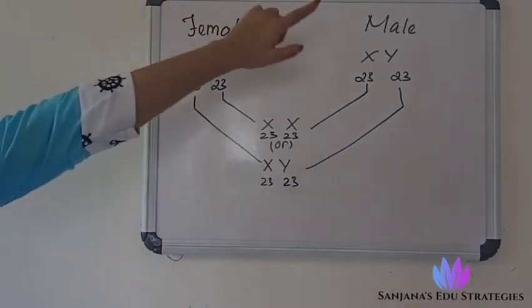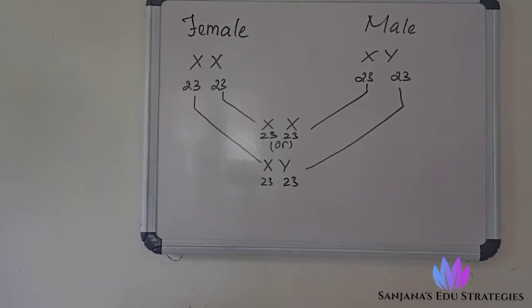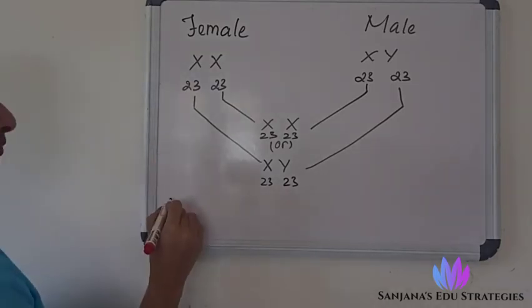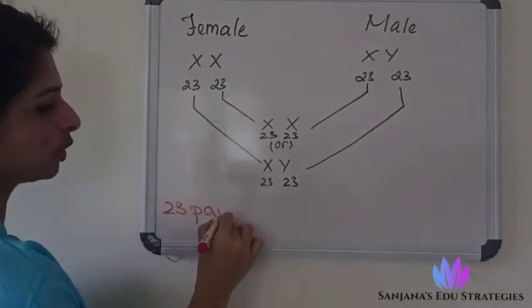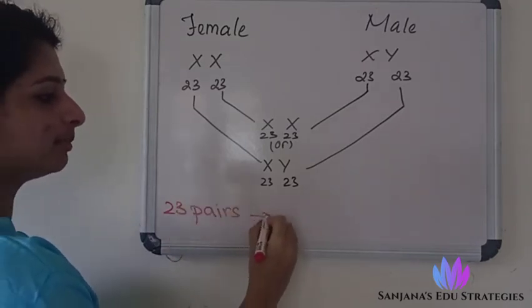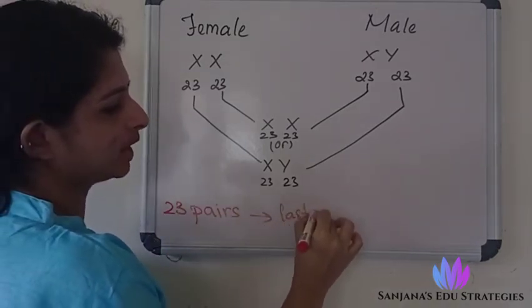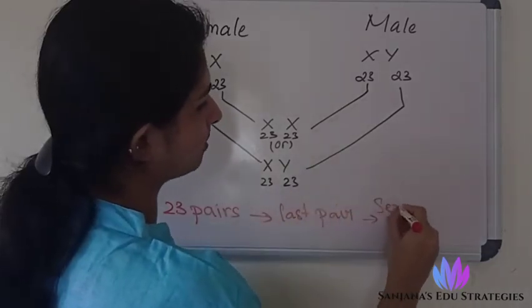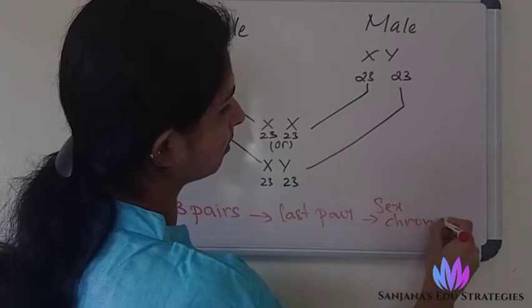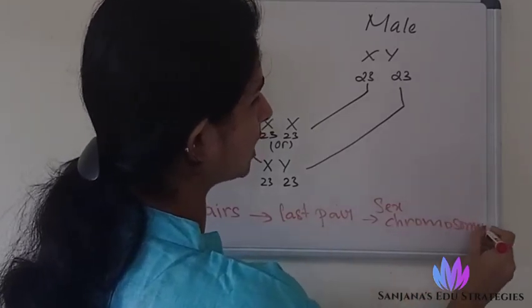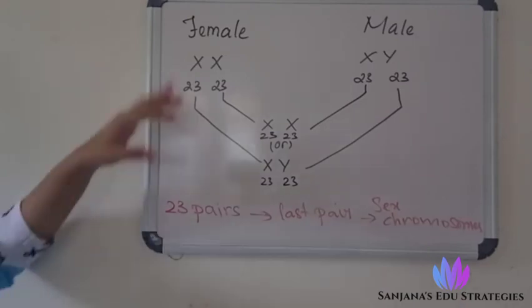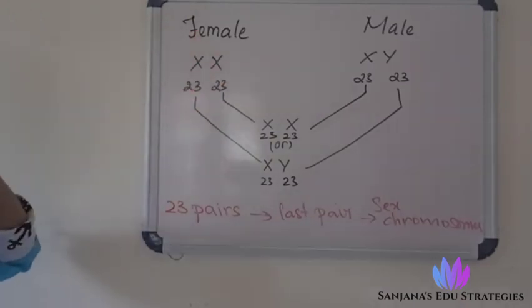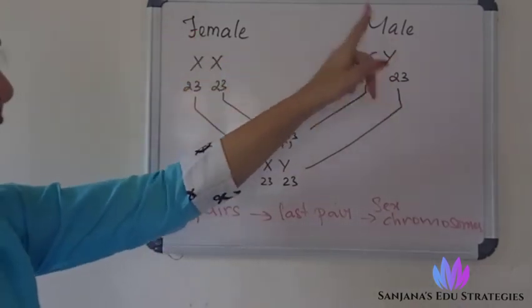About female and male. So how many chromosomes are present in female and male? I told you already, normally in a human being there are 23 pairs of chromosomes. In that last pair, that is the 23rd pair, it is the sex chromosomes. Now we are going to see about those sex chromosomes. In female we have X and X chromosome. In male we will have X and Y chromosome.